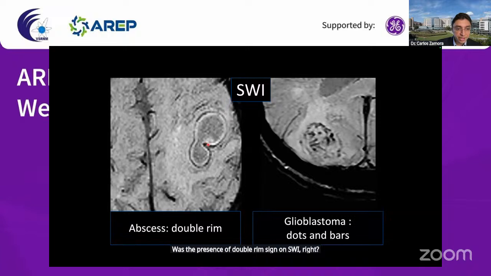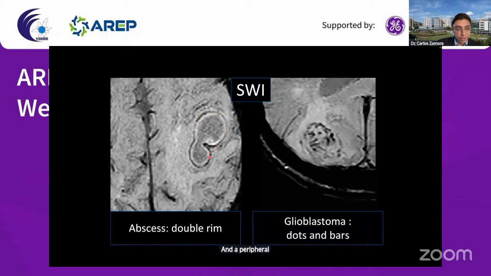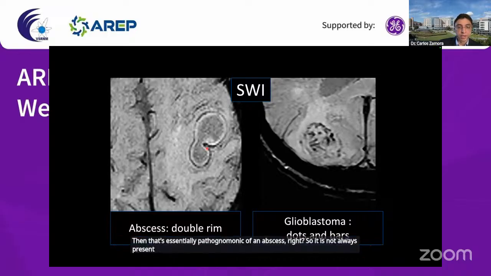And if you see this on a ring-enhancing lesion, you have a central concentric bright ring, which is thought to represent collagen, and a peripheral ring of phagocytizing macrophages, then that's essentially pathognomonic of an abscess, right? So it is not always present, but if you see it, it is very helpful.